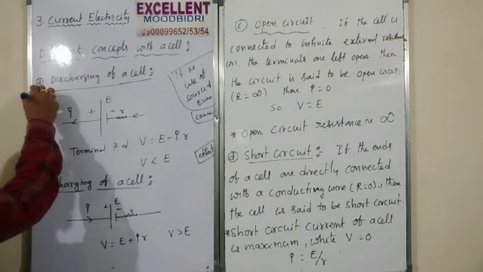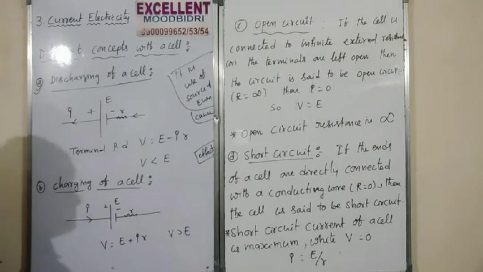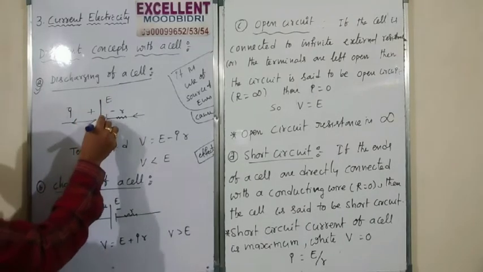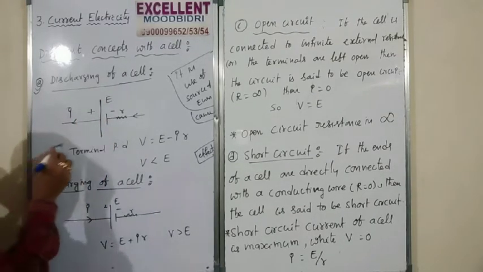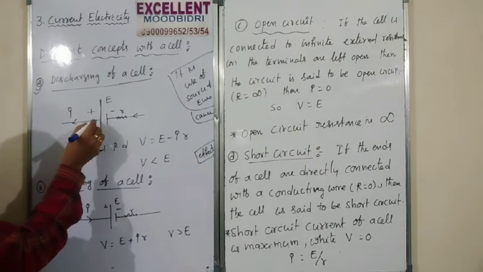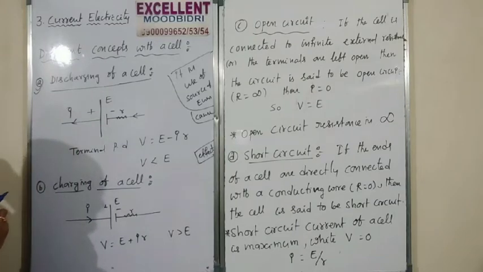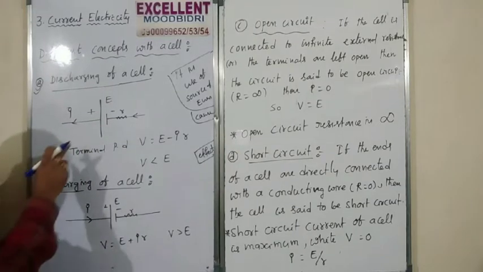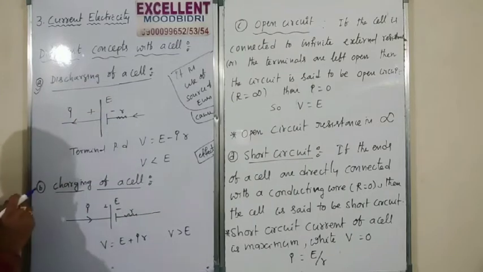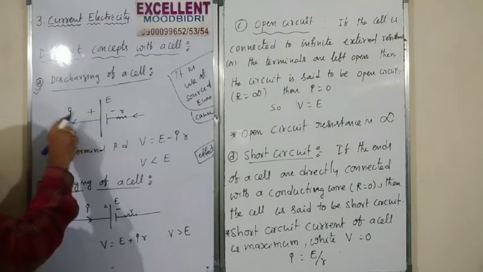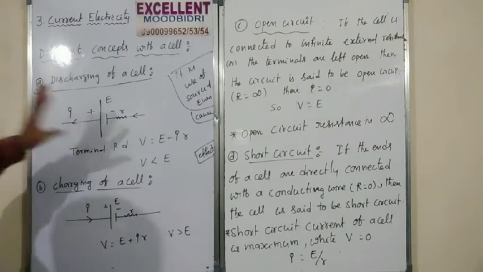First one is discharging of a cell. We will represent a discharging cell like that. This is the positive electrode, this is the negative electrode. The current flows from anode to cathode outside the cell. What is the outside direction? Anode to cathode. Internal is reverse. So positive to negative. This is the discharging cell.